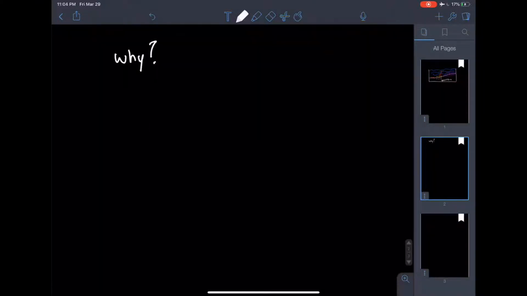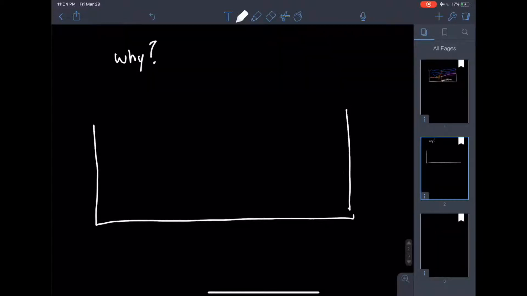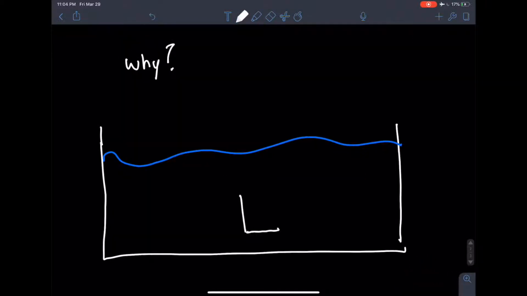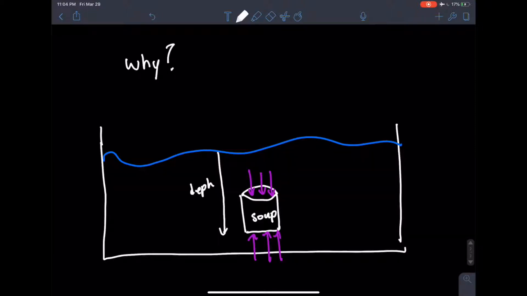Okay, so now I'm going to talk about why this buoyant force happens. So we're going to draw the diagram of a pool. Let me just get out my blue. Okay, so I'm going to draw a can of soup. And when this can of soup is submerged into the water, it's going to have a downward force acting on it and an upward force acting on it, as these purple lines are drawn in.